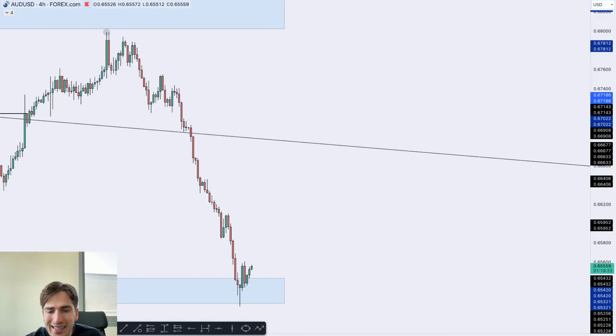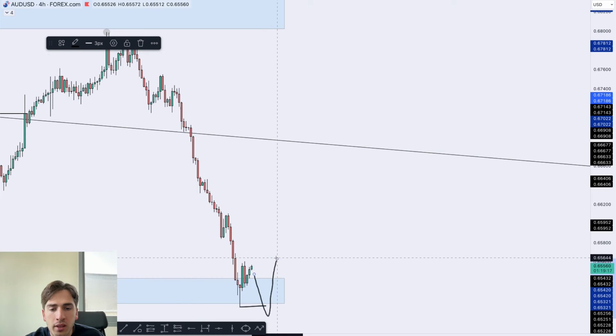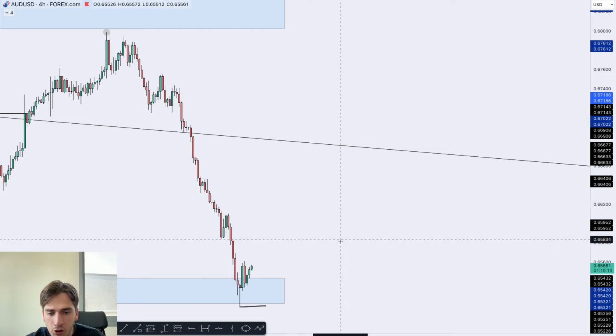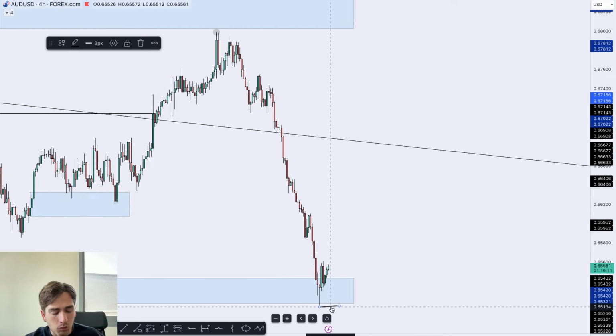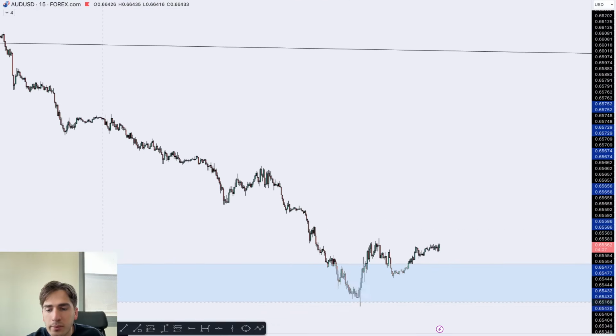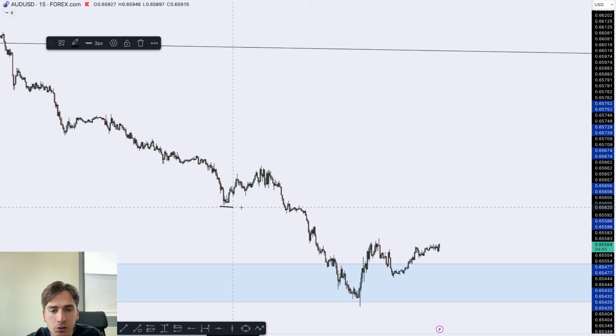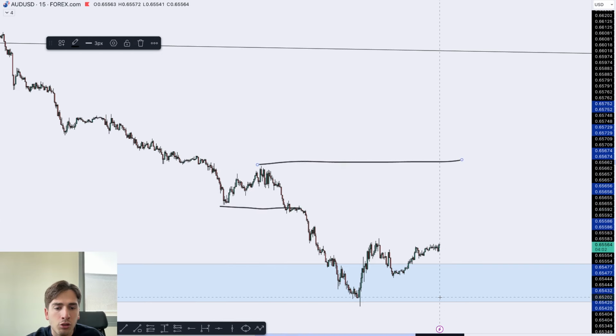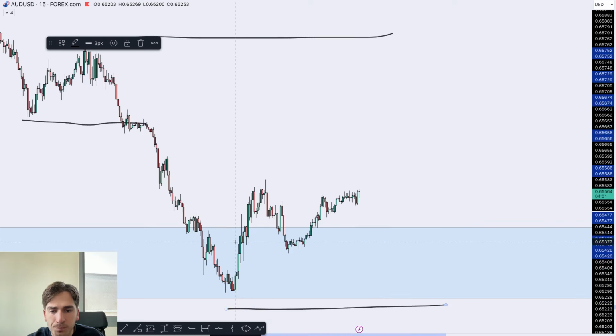Now there isn't a clean fractal change in structure possible over here, in the sense that we would need to push down below this low, and then this would, let's say, become your fractal high, and then we could start looking for a long. So based on what I see over here, we can only look at the 15-minute time frame. If we look at the 15-minute time frame, let's say this is your BOS, that would mean that your swing structure is from this high in towards this low.